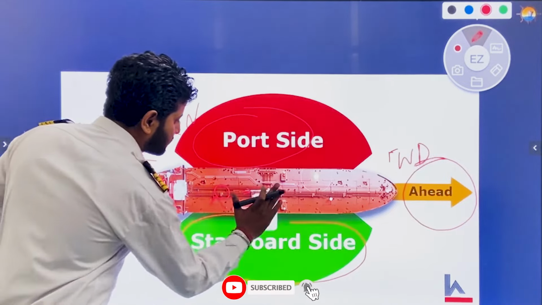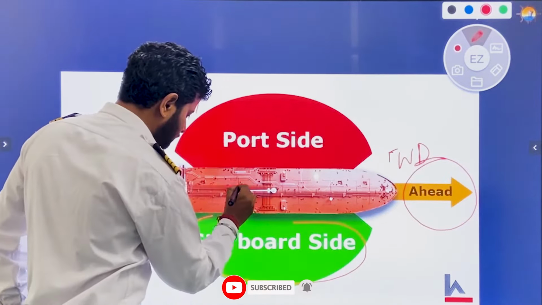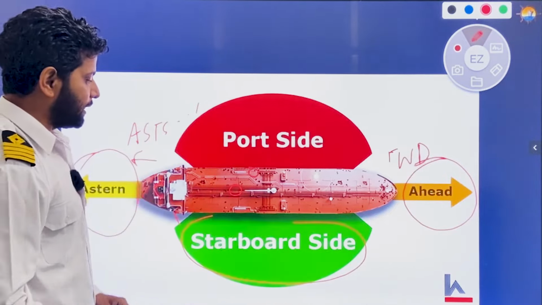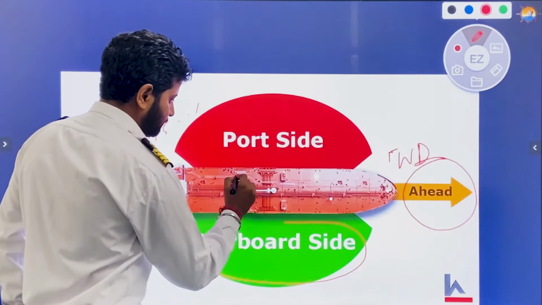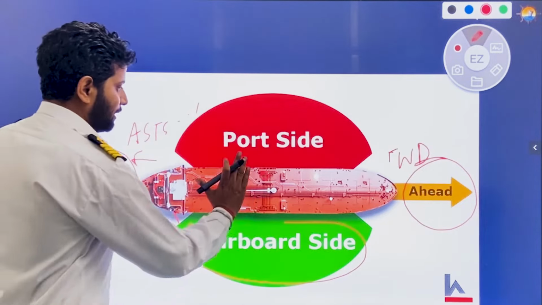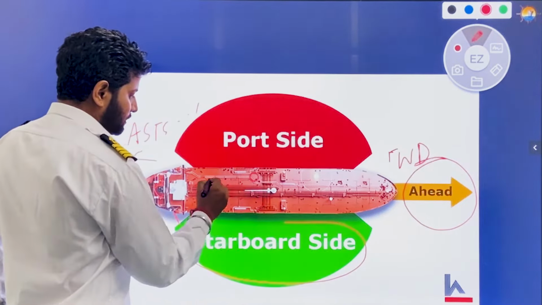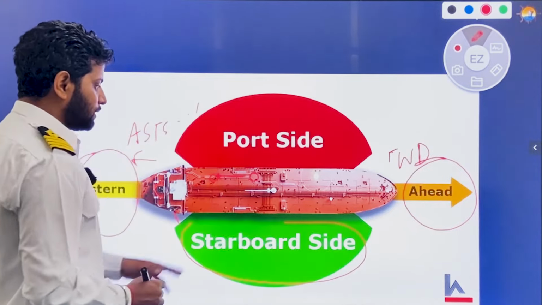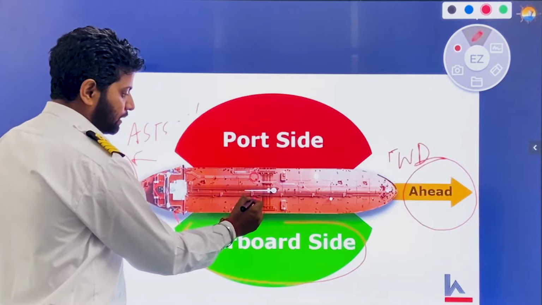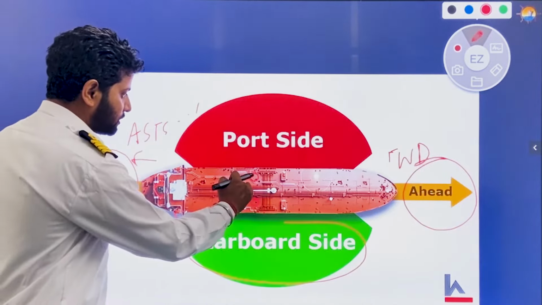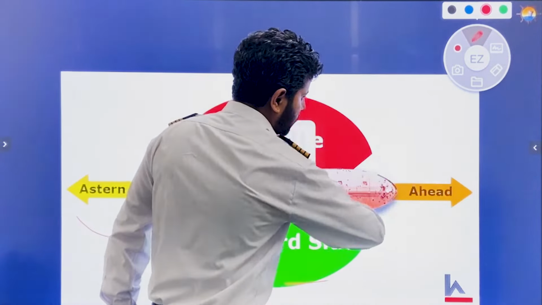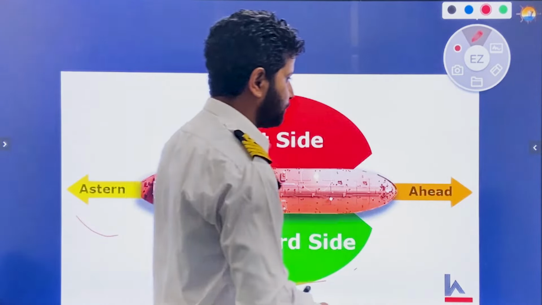Say I am standing over here, okay, and there is a machinery over here, then this machinery is on my port side. If I am standing over here and there is a machinery over here, then this machinery is my forward direction. If I am standing over here and there is a machinery over here, then this machinery is in the aft direction. If I am standing over here and machinery over here, it is in my starboard direction. Copy it. This is me standing and there is this machinery. So that is how you decide what is forward, what is ahead, what is astern, what is port, what is starboard.